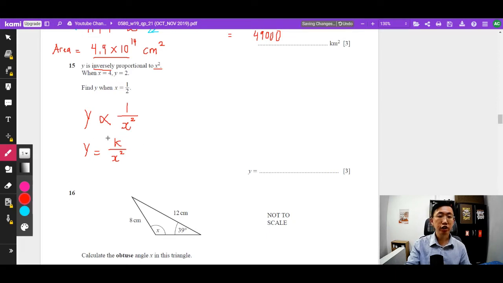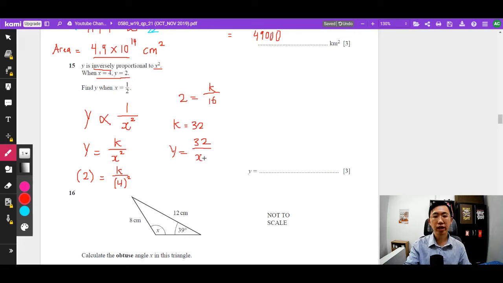After you have already changed into a relation like this, you need to use the information here. x is 4, y is 2. Substitute. So here 2, x is 4, so 4 square. Just try to solve this. You get 16 at the bottom, then move 16 towards the other side, you will get k is 32. So you found the value of k already, right? Rewrite your equation. So y is actually 32 over x squared.